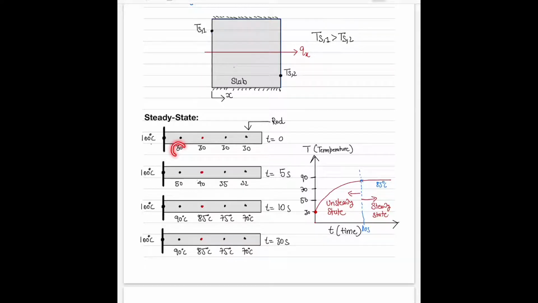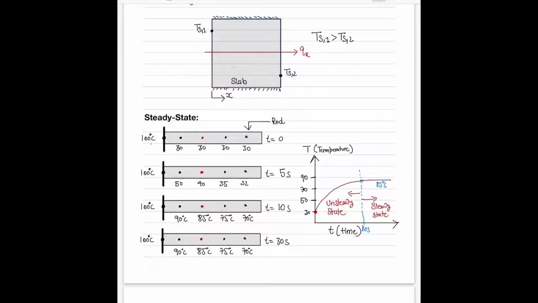Like in the previous, at time t equal to 0, we have 30 degrees Celsius at this node, and now at the similar node we have a temperature of 50 degrees Celsius. Similarly here we have 40 degrees Celsius, 35 degrees Celsius, 32 degrees Celsius. And after a time of 10 seconds, we have temperatures of 90 degrees Celsius, 85, 75 and 70 degrees Celsius. So in this case, our temperature is evolving with time. That is, at every point our temperature is increasing with time.